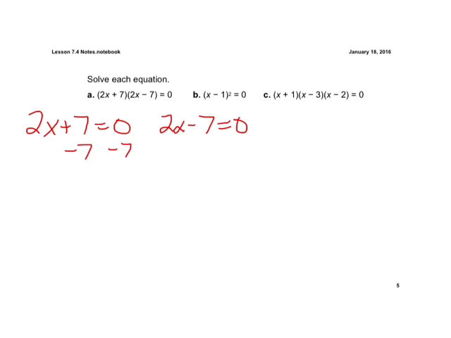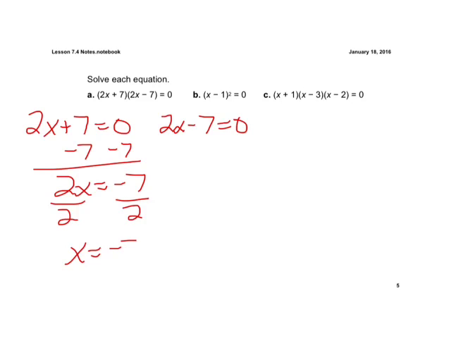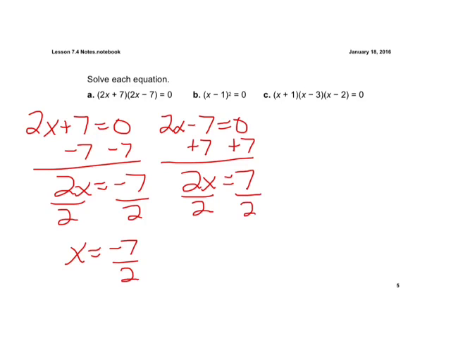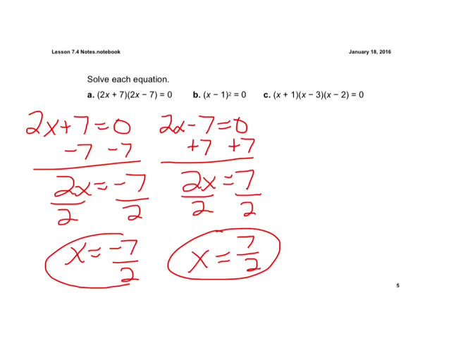If we subtract 7 on both sides, we're left with 2x equals negative 7. Divide by 2, x equals negative 7 halves. That's one of our roots. And our other one, we're going to add 7 this time. We're going to do the opposite operation. We're left with 2x equals 7. Again, divide by 2, and x equals 7 halves. So our roots, we have a negative 7 halves and a positive 7 halves.